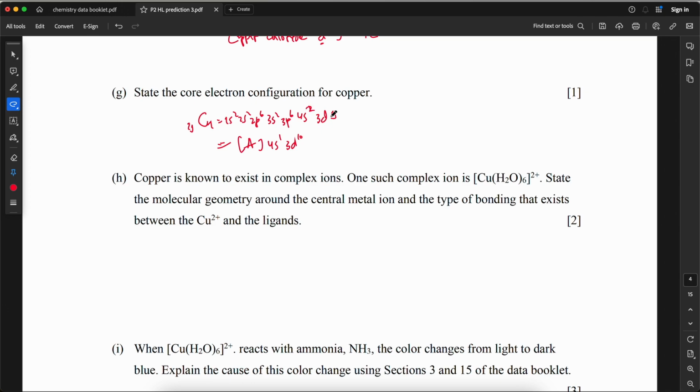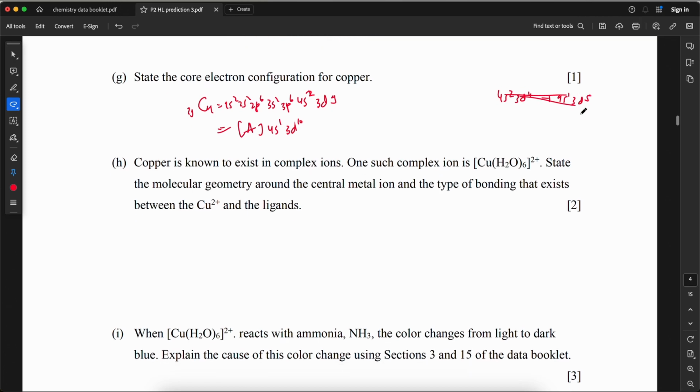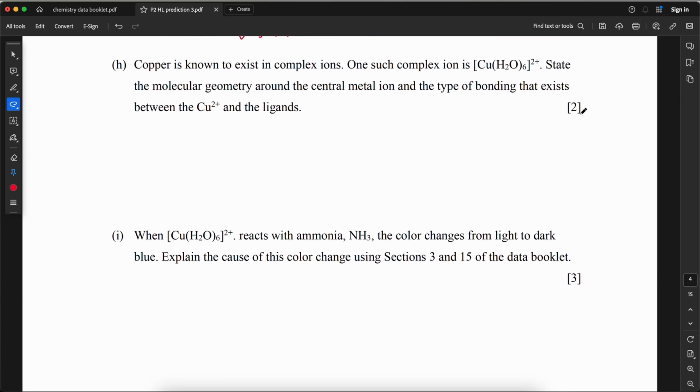So it should be fully filled or half filled. In case you get 4s2, 3d4, this should be 4s1, 3d5. This is half filled. Okay? Copper is known to exist in complex ions. One such complex ion is [Cu(H2O)6]2+. State the molecular geometry around the central metal ion and the type of bonding that exists between the Cu2+ and the ligands. The type of the bond, of course, is a coordinate covalent bond, right? That is the type of the bond between transition metal and ligands.